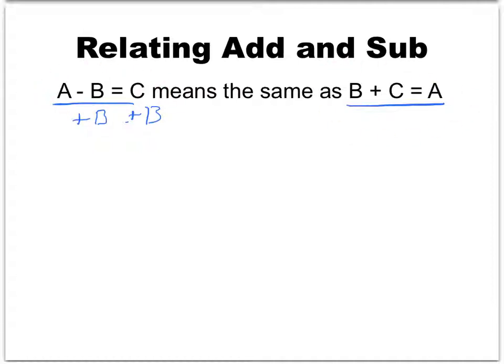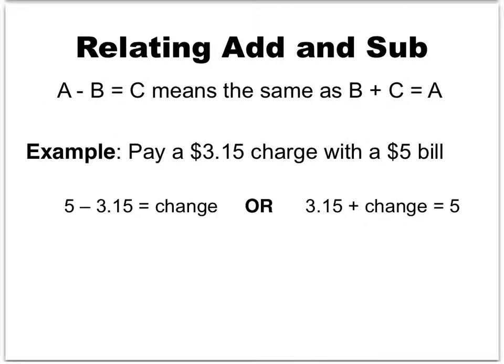Terms are rearranged a little bit, but adding b to both sides is a way to remember this relationship between subtraction and addition. Now, let's do a real simple example to illustrate this relationship. This example deals with calculating the amount of change you get when you pay for a charge. So let's suppose that you pay a charge of $3.15 with a $5 bill. So of course you're going to get some change back. So the question is, how can you determine how much change you get? Probably the most common way of thinking about calculating change is with this equation right here. We take our $5 bill and subtract the amount of our charge, and that difference is the change.